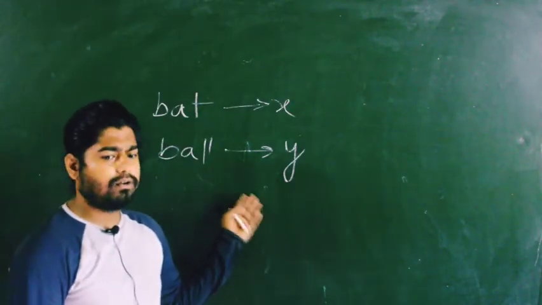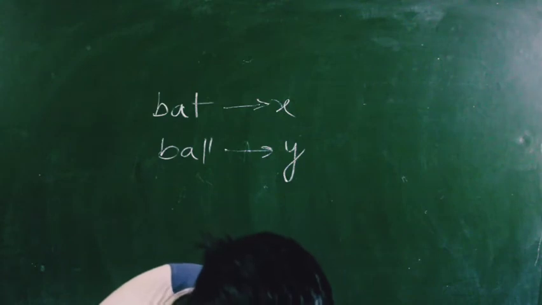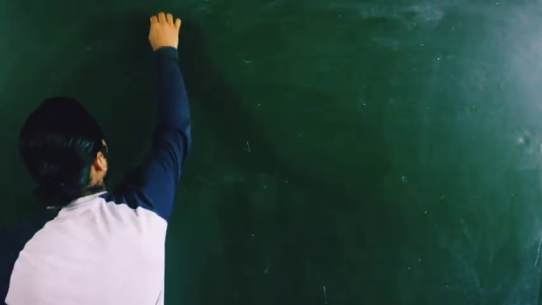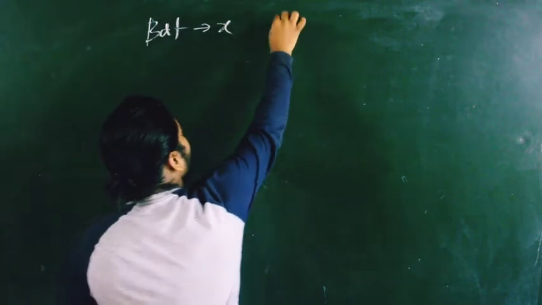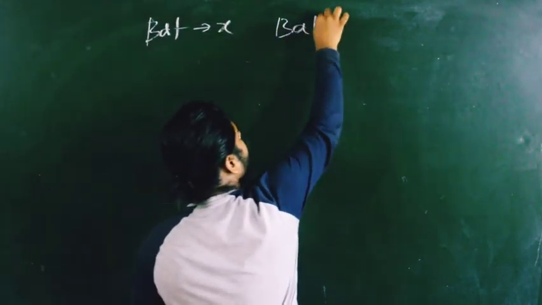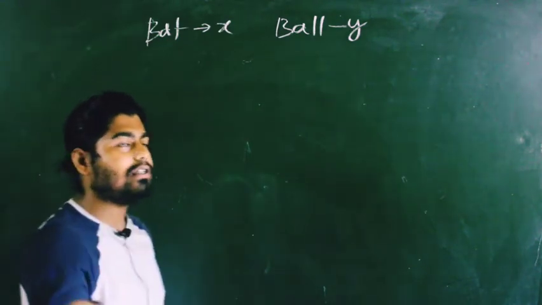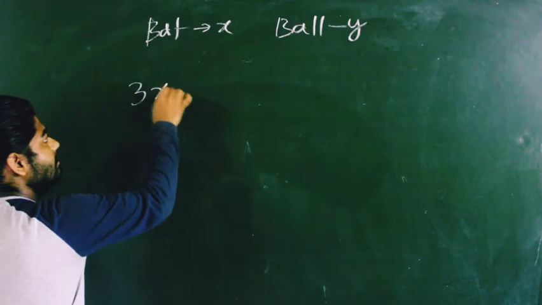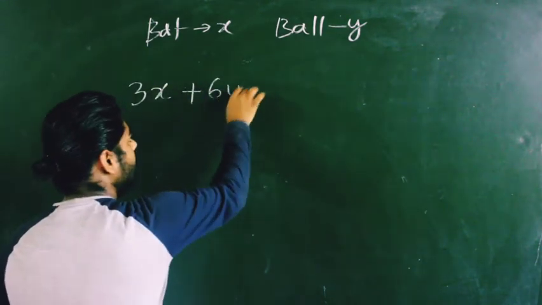Now as per the question, she buys 3 bats and 6 balls. So bat x, ball y. She buys 3 bats, 6 balls. So 3 bats and 6 balls.